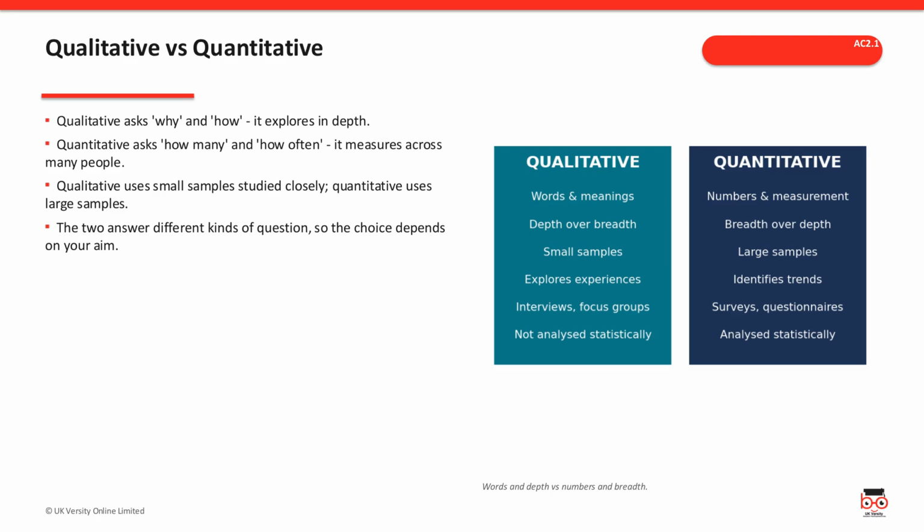The simplest way to tell them apart is the question each one asks. Qualitative asks why and how, digging into a topic in depth with a small number of people. Quantitative asks how many and how often, measuring across large groups. One gives you words and depth, the other numbers and breadth, and which you need depends entirely on your aim.